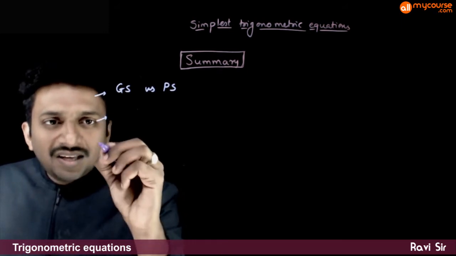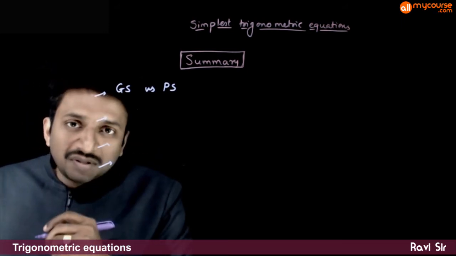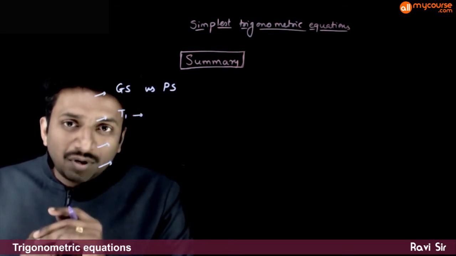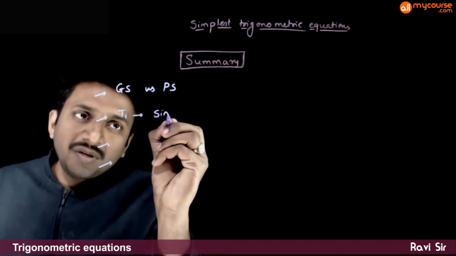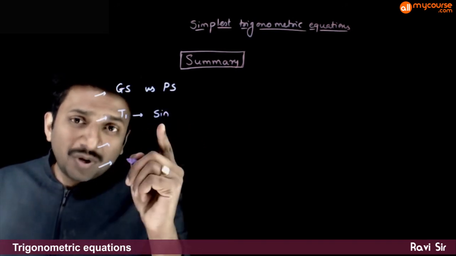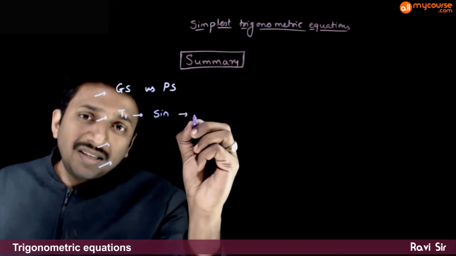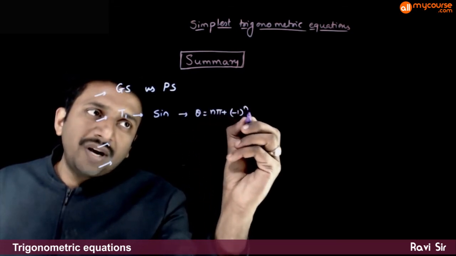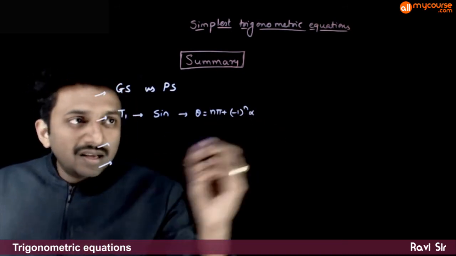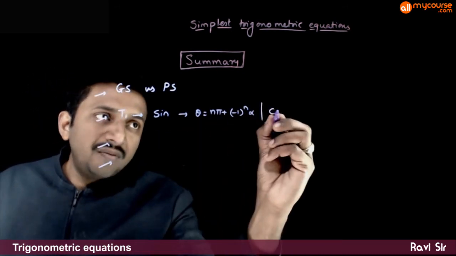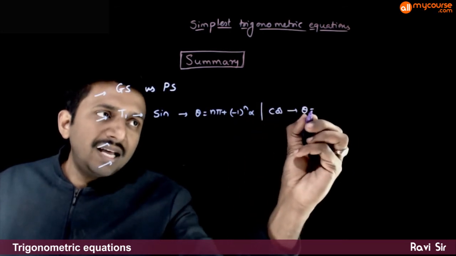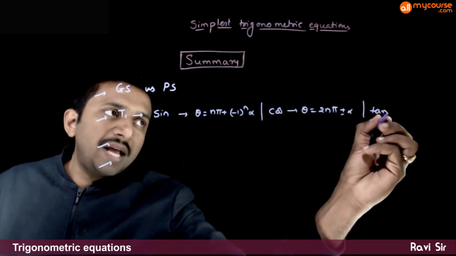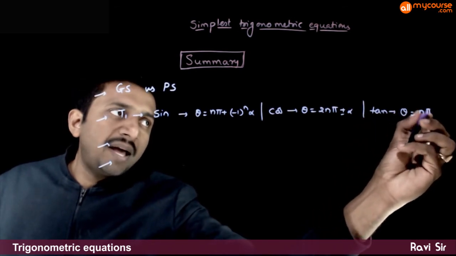And next we have seen simple equations of three types. For type 1, you have three different types of solutions. Corresponding to equations involving sine and cosecant, the solution is theta is equal to n pi plus minus 1 whole power n times alpha. Corresponding to the equations involving cos and secant, theta is equal to 2n pi plus or minus alpha, and corresponding to tan and cot, theta is equal to n pi plus alpha.